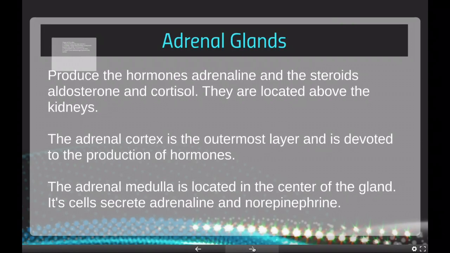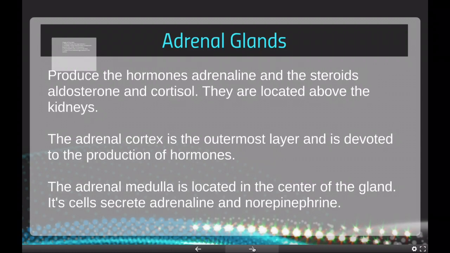The adrenal glands are endocrine glands that produce a variety of hormones, including adrenaline and the steroids aldosterone and cortisol. They are found above the kidneys. Each gland has an outer cortex, which produces steroid hormones, and an inner medulla. The adrenal cortex is the outermost layer of the adrenal gland. Within the cortex are 3 layers, called zones. When viewed under a microscope, each layer has a distinct appearance, and each has a different function.